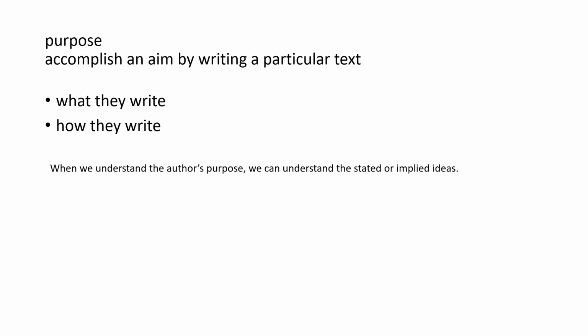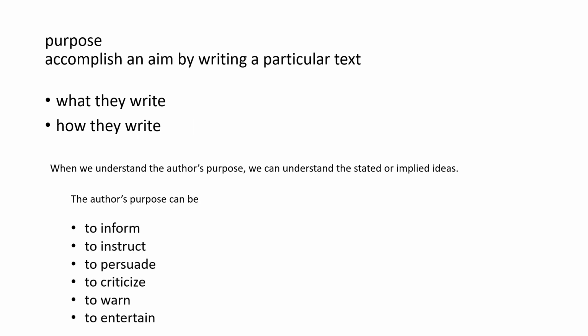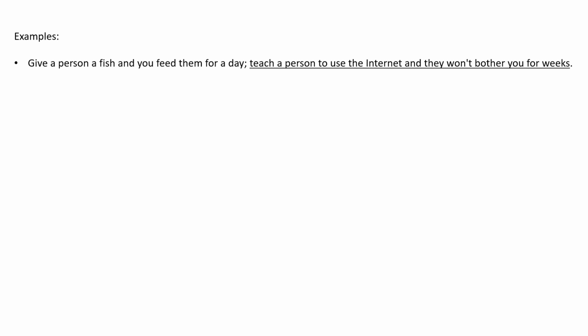When we understand the author's purpose in writing a text, we can more easily understand the stated or implied ideas in it. There are many reasons for writing. The author's purpose can be to inform, to instruct, to persuade, to criticize, to warn, or to entertain. Now, let's have a look at the examples.